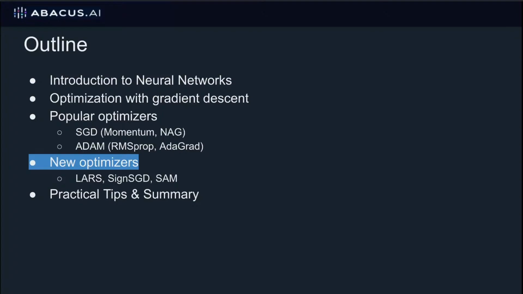In the next section, I'm going to talk about 3 optimizers that address a variety of practical problems in deep learning. The first 2, LARS and LAMB, are proposed to solve problems in large batch distributed training. And the third one, SAM, was developed to improve model generalization and reduce overfitting.